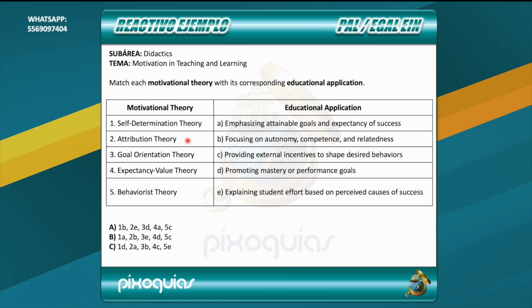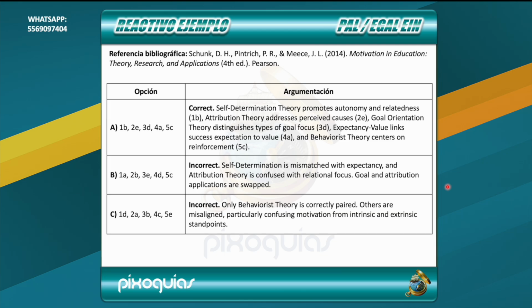2. Attribution theory with E, explaining student effort based on perceived causes of success. 3. Goal orientation theory with D, promoting mastery or performance goals. 4. Expectancy value theory with A, emphasizing attainable goals and expectancy of success. And finally, behaviorist theory with C, providing external incentives to shape desired behaviors.